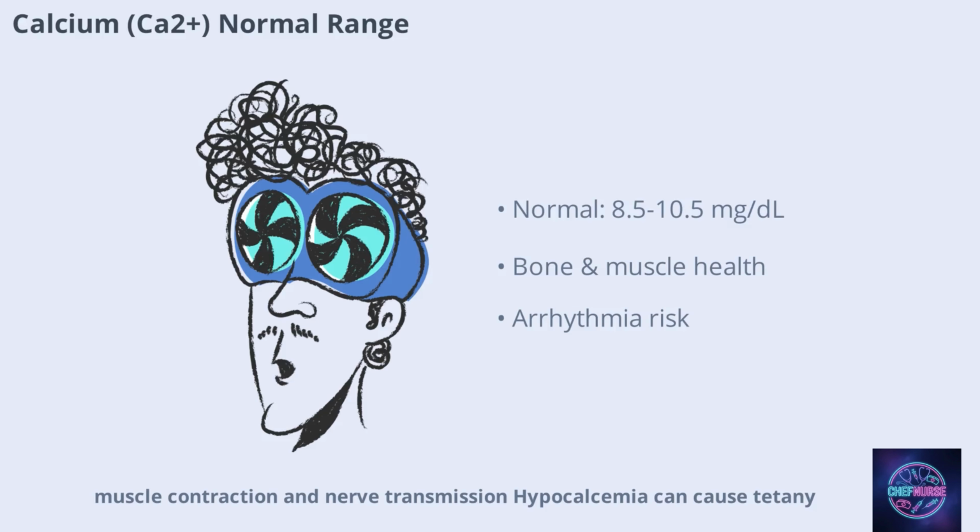It's essential for bone health, muscle contraction, and nerve transmission. Hypocalcemia can cause tetany, muscle spasms, and cardiac issues, while hypercalcemia may lead to weakness, kidney stones, and arrhythmias. For the NCLEX, know the signs and symptoms of abnormal calcium levels and the appropriate nursing intervention.